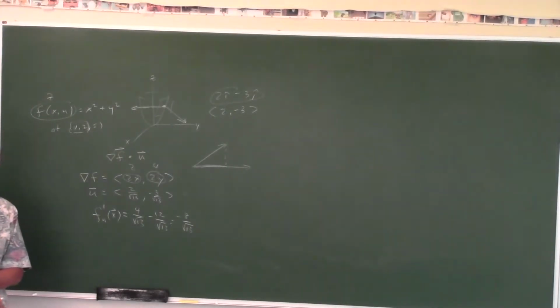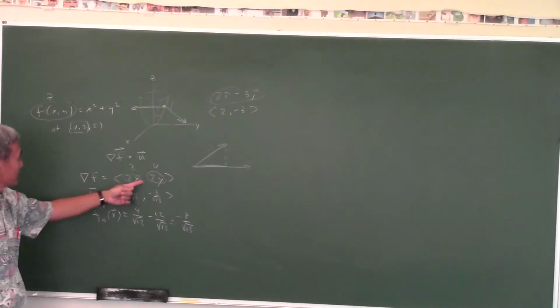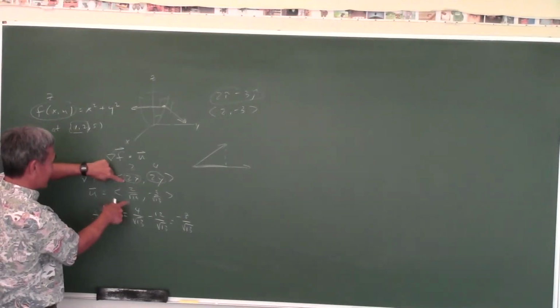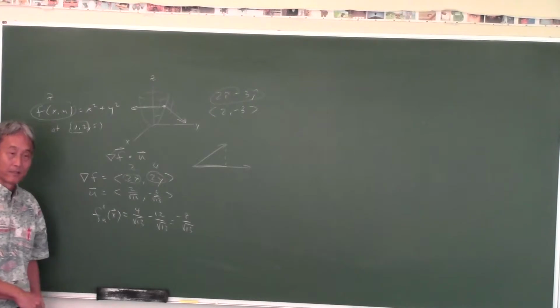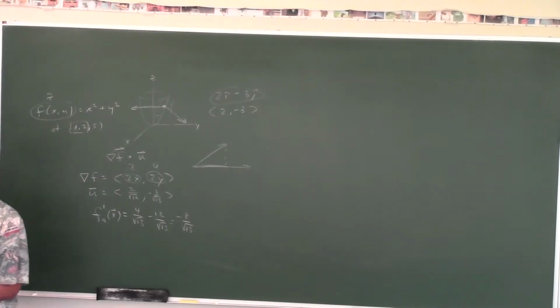If this problem didn't give you a point, would you come up with a finite number? If they don't give you an exact point, then you would just leave it. You just take the dot product of these two, so you're going to have x's and y's in your answer. Then you can plug in any point you want.